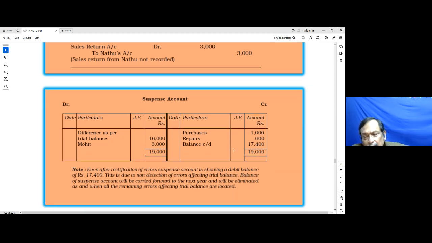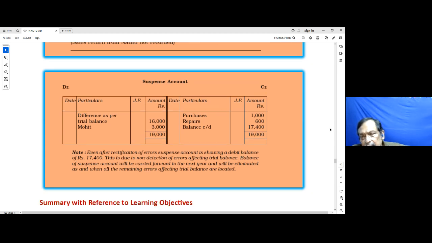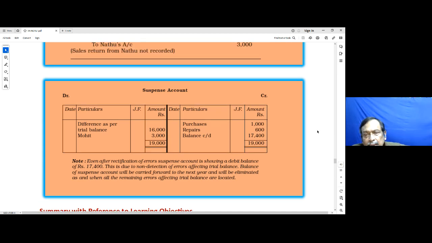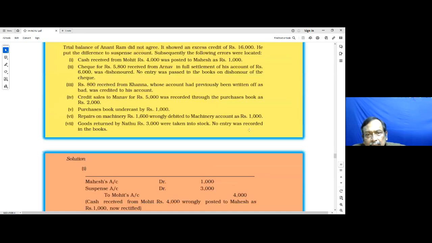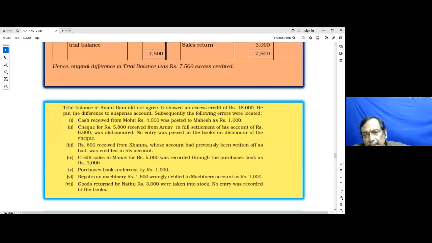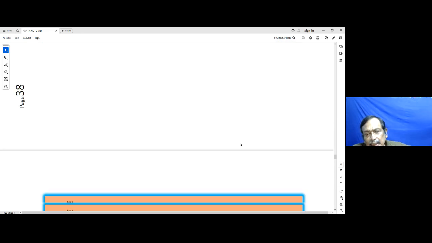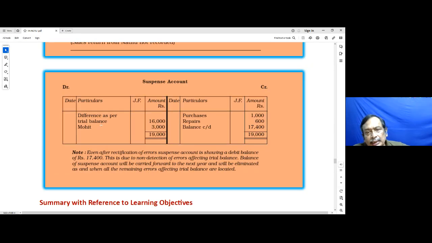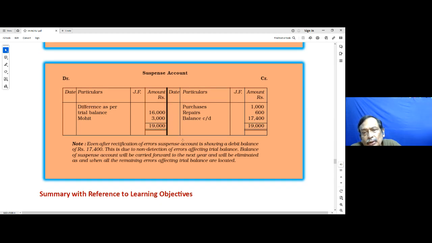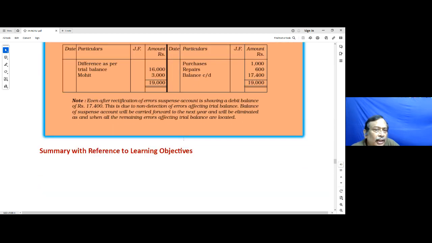So after posting the double entry to the suspense account as purchases 1,000, repairs 600, then Mohit 3,000, you see there was a difference. It is actually given at the beginning of the question, that is 16,000, which shows excess credit. So this 16,000 is nothing but the difference that we are going to record. Difference as per trial balance 16,000, then 16,000 plus 3,000, that is 19,000. So balance carried down will be 17,400.